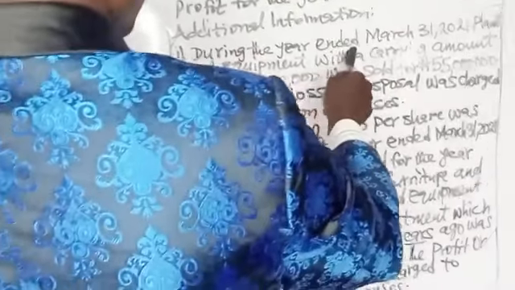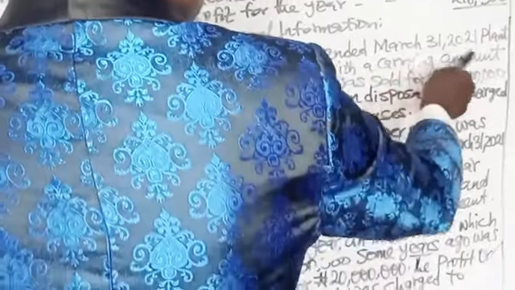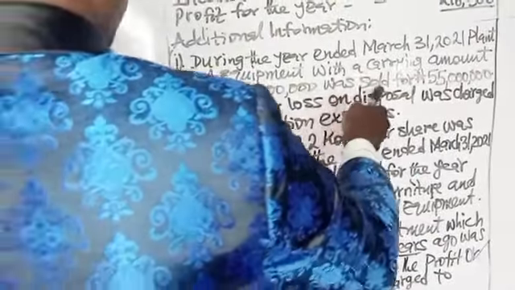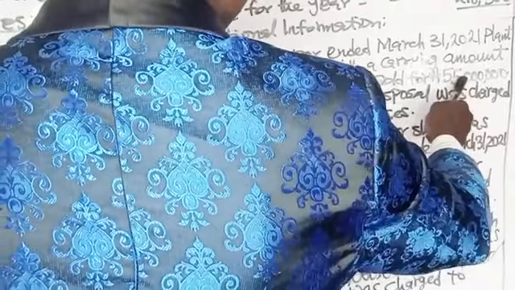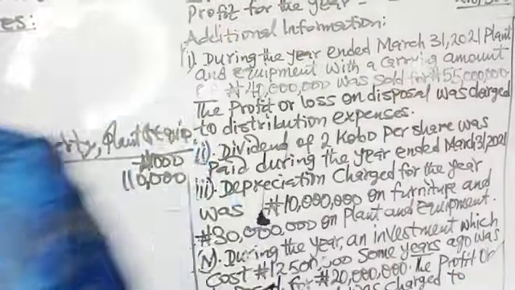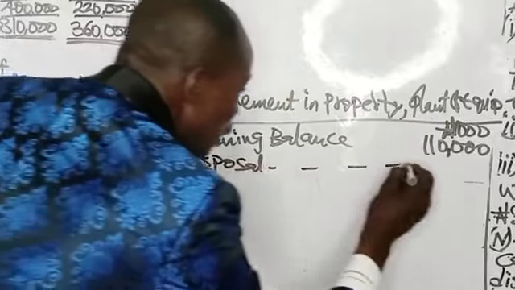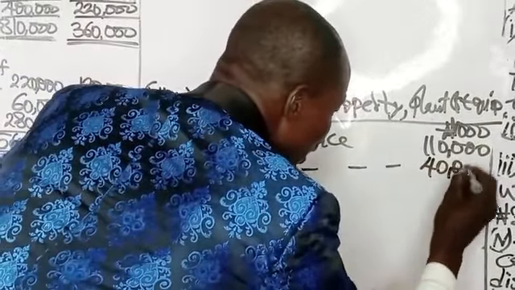During the year ended March 31st, 2021, plant and equipment with carrying amount of 40 million was sold for 55 million. This proceeds will be reported as investing activities, while the carrying amount will be deducted from the movement in PPE. Now, we have disposal, 40 million, the carrying amount.